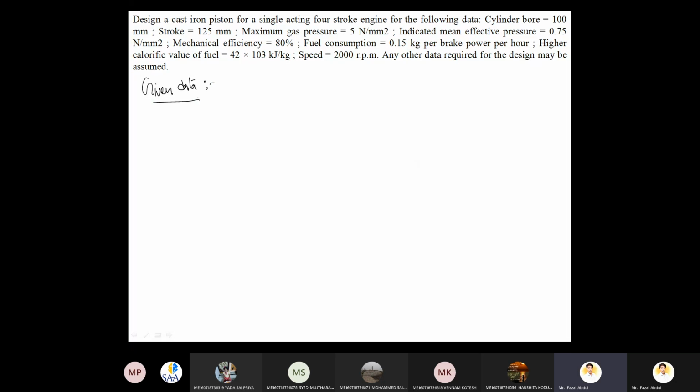So first, given data: design a cast iron piston. The material type is given here: cast iron piston for a single acting four-stroke engine for the following data. Bore diameter, capital D, 100 mm. Stroke length, capital L, 125 mm. Maximum gas pressure.